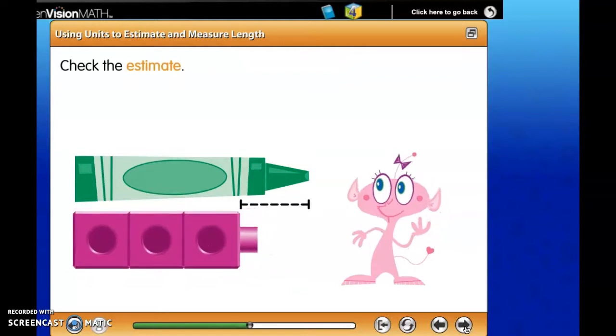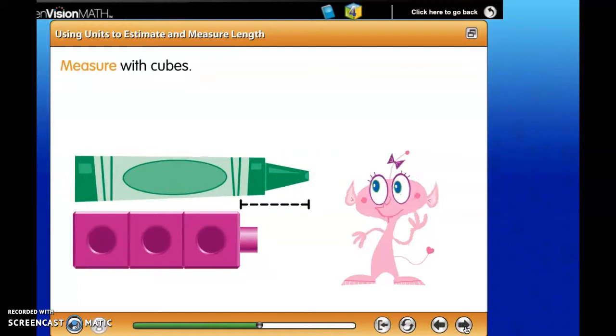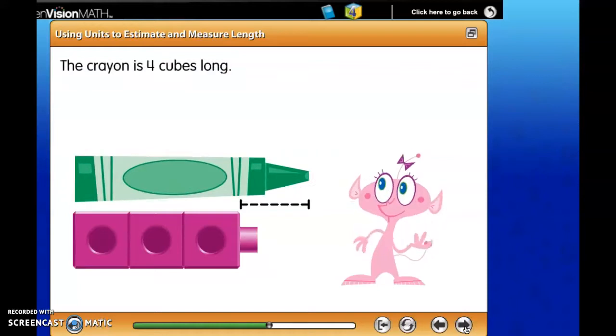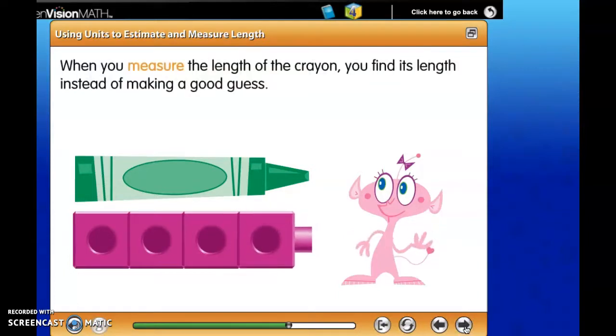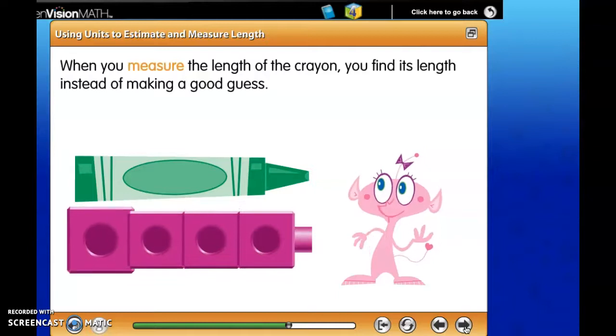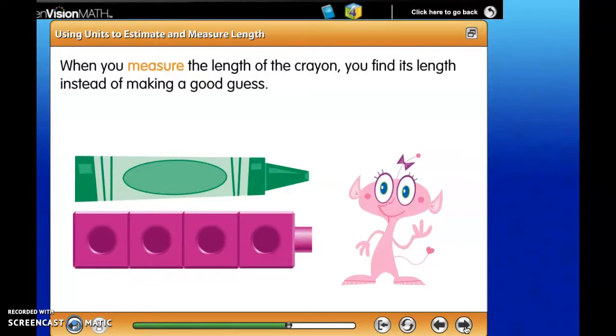Check the estimate. Measure with cubes. The crayon is 4 cubes long. How is measuring the length of the crayon different than estimating the length of the crayon? That's a good question. So how is estimating the length of the crayon different than measuring the length of the crayon? When you measure the length of the crayon, you find its length instead of making a good guess.